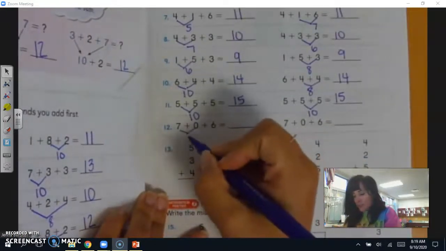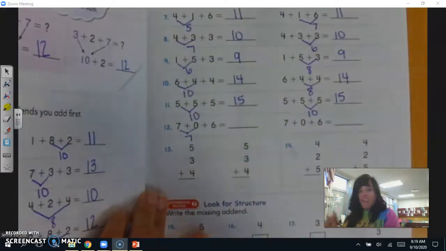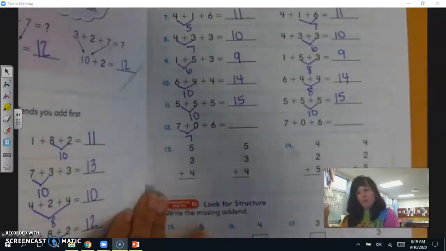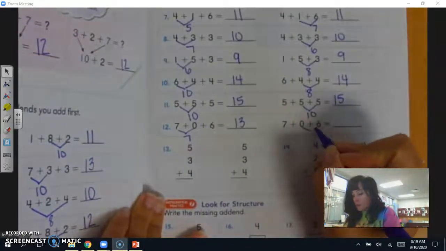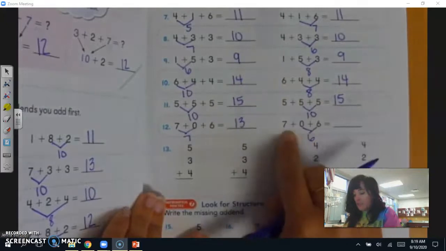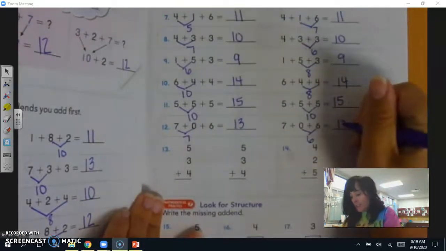7 plus 0. 7 plus 0 equals 7. 7 plus 6. I'm using a helper double. I know that 6 plus 6 equals 12. Add one more, 13. Okay, let's do 0 plus 6. The answer is 6. 6 plus 7. Again, I can do the helper double again. 6 plus 6 equals 12, plus one more equals 13.